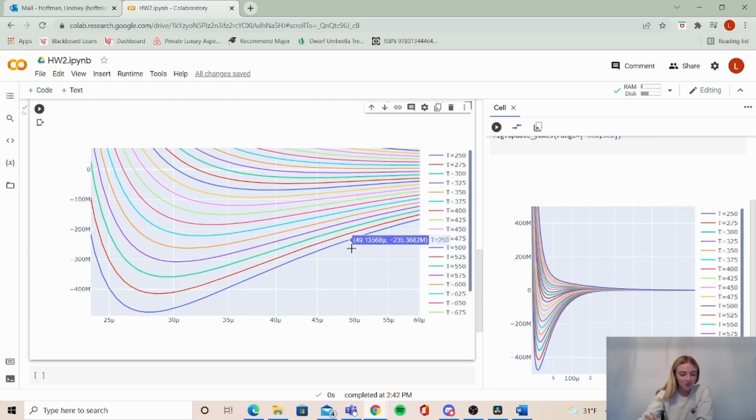But hopefully from making these isotherm curves, you understand the cubic equation of state a little better now.